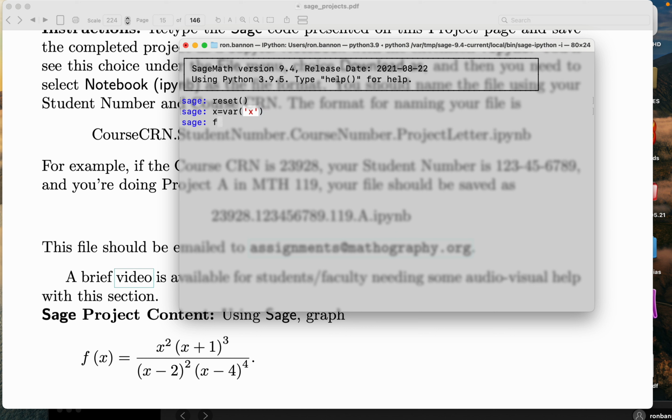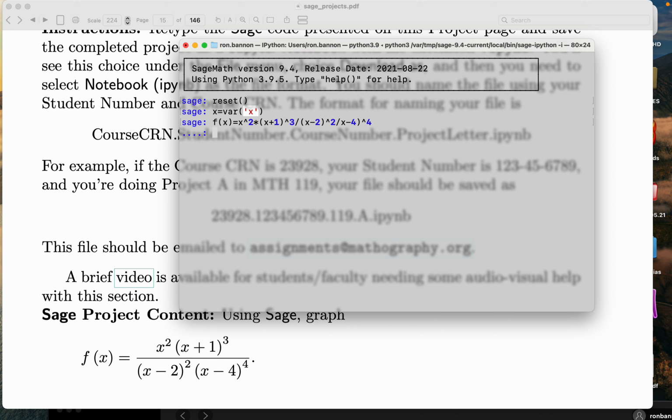I'm going to define a function f of x, and f of x is going to be assigned x squared star x plus 1 quantity cubed. All right, and then I'm going to divide through. Well, I'm going to divide by x minus 2 squared, and I'm going to divide by x minus 4 to the fourth power.